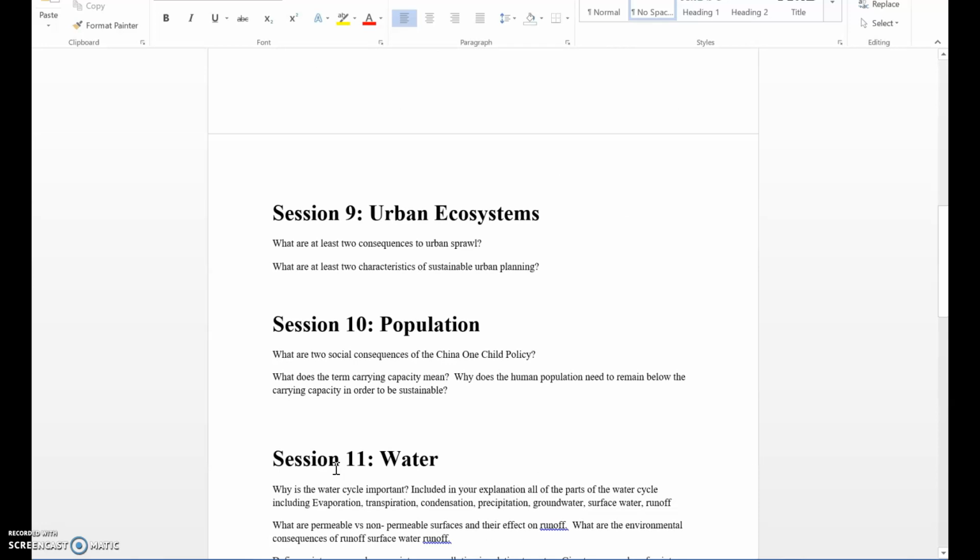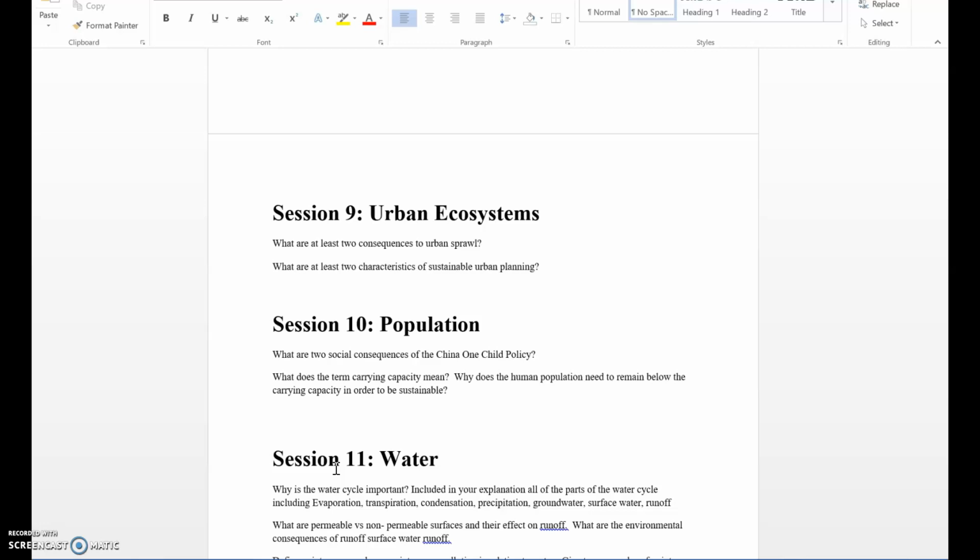The next section was urban ecosystems, and both of these answers can be found in the textbook. What are at least two consequences of urban sprawl? And what are at least two characteristics of sustainable urban planning? Remember, these answers need to be at least a full paragraph in length, so one-word answers will not work. You need to make sure that you explain what you mean by those answers.